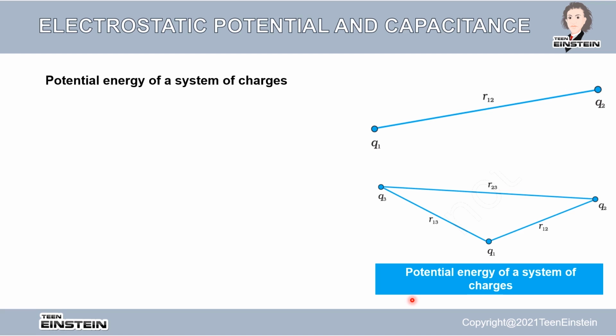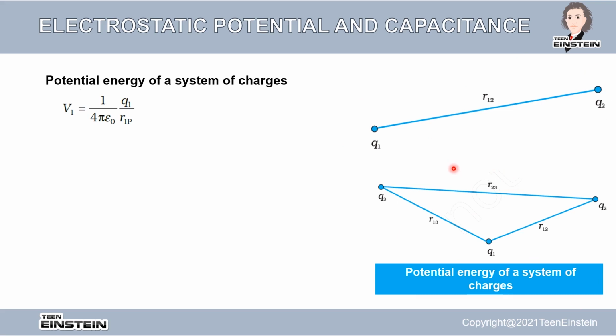In the beginning itself we talked about potential energy. Potential energy is the work done in moving a charge Q from one place to another. Potential is the work done in moving the unit test charge from one place to another. So in this case we have two charges and 3 charges here, and we are going to see what is the potential energy of the system of 2 charges and 3 charges.